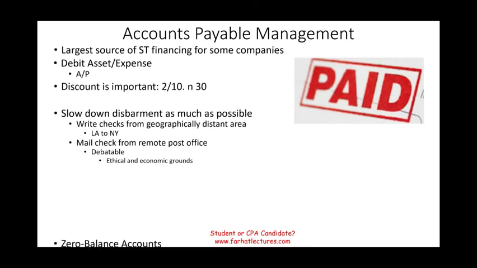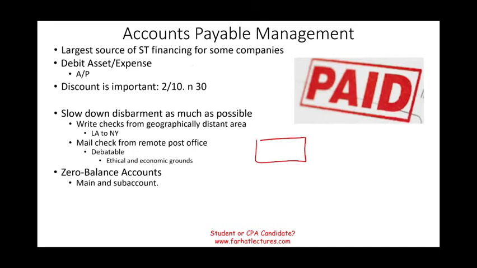Also, what companies can do is what's called a zero balance account. What is a zero balance account? You will make an agreement with your bank that you will have two accounts. One is a main account, and you might have some sub accounts. And what happens is this. If this is the main account, you will create that sub account. And this sub account, for example, is going to pay your suppliers. The sub account is for your suppliers. So what you do is you keep a zero balance in this account, so you only transfer money to this account when you need to clear the checks.